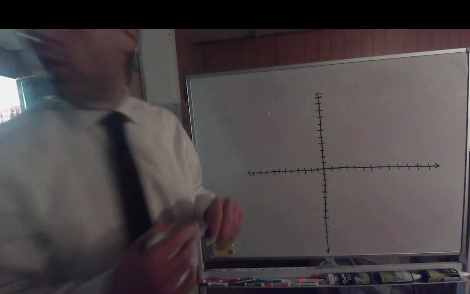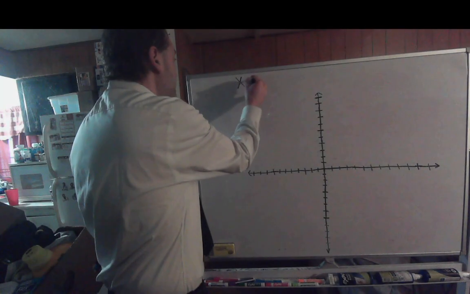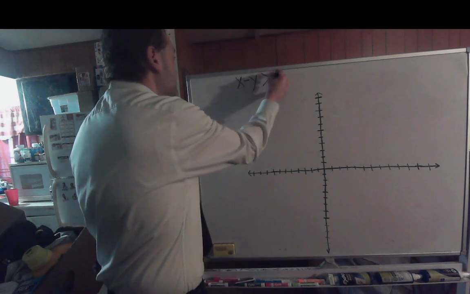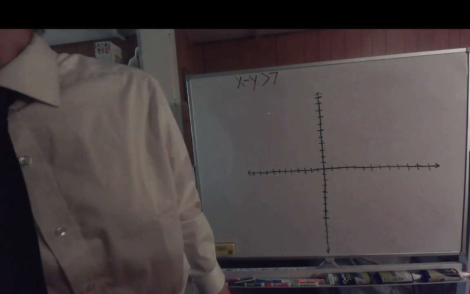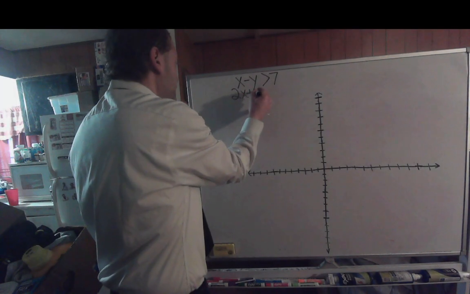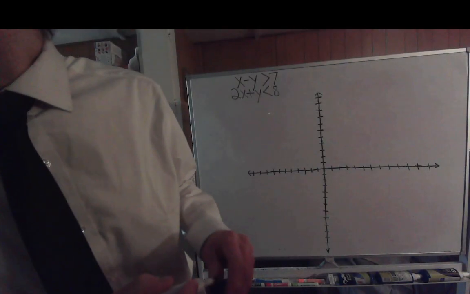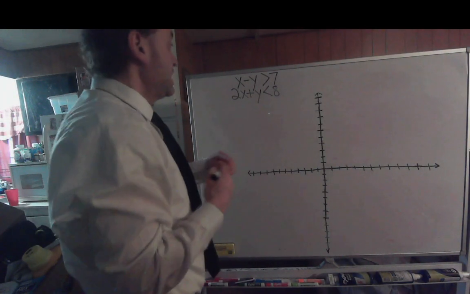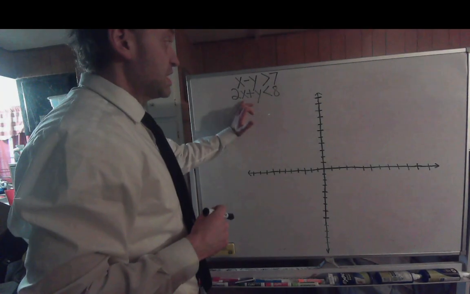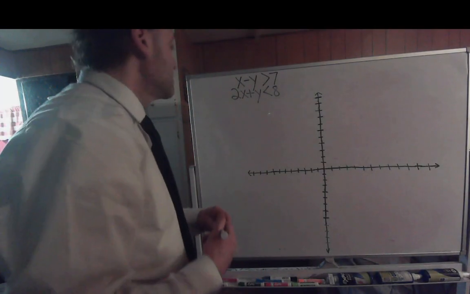Alright, 3 more. So we have x minus y is greater than 7, then we have 2x plus y is less than 8. So x minus y is greater than 7, and then 2x plus y is less than 8. So let's graph both of these inequalities first.